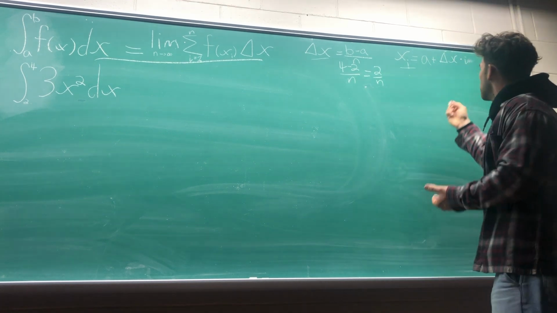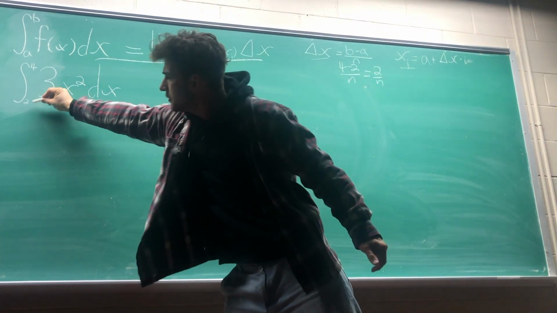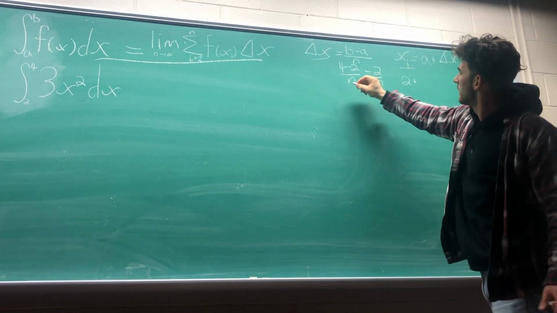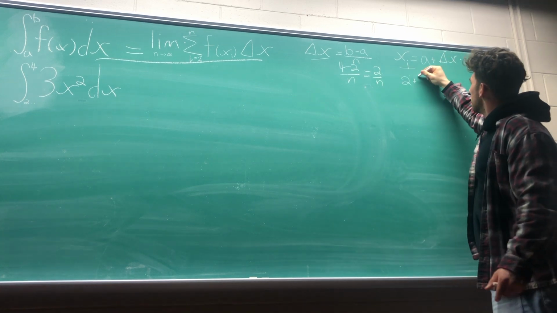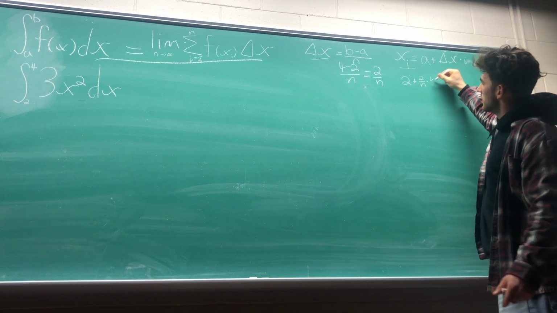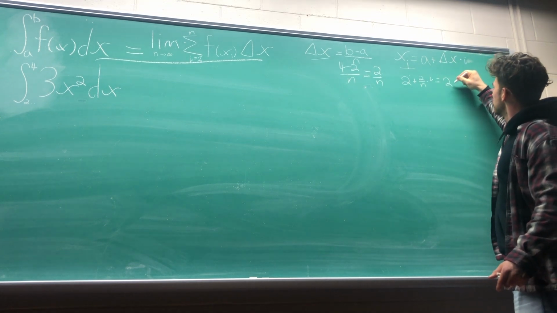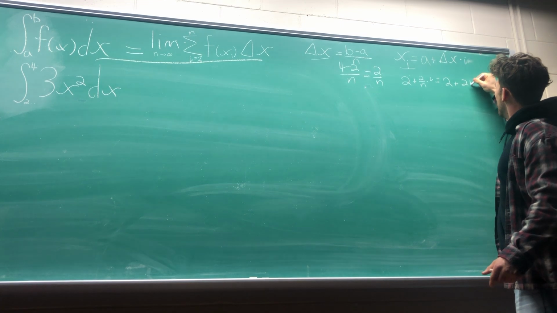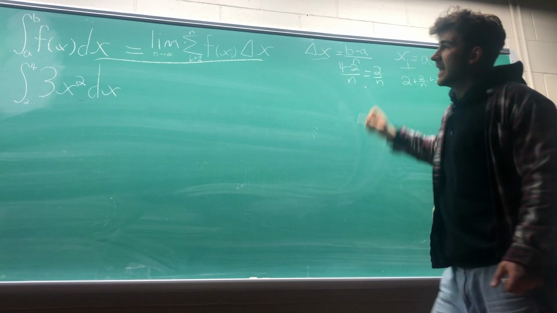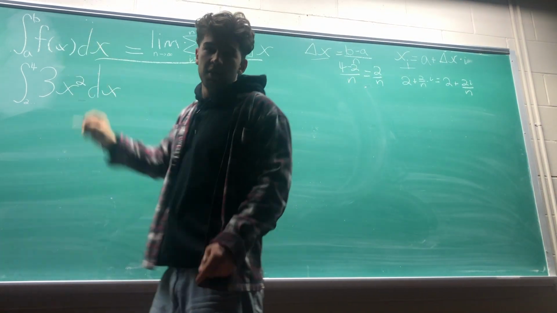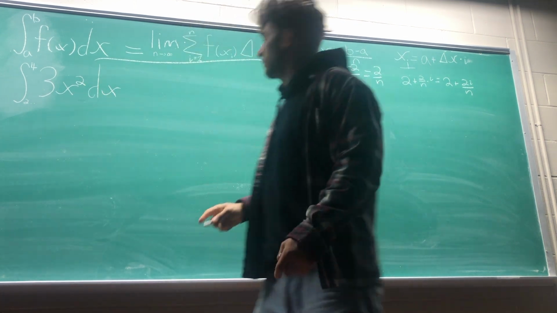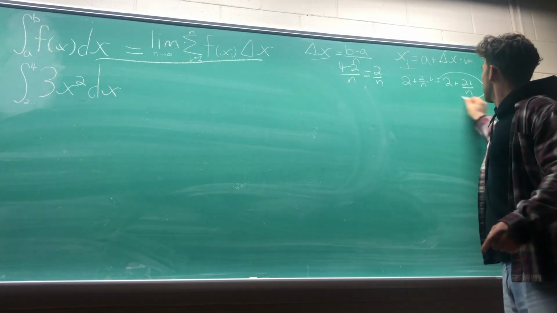So now we have xi, which is going to be a plus delta x times i, right? So here we just have a, and our a is 2. So 2 plus, and this is our delta x, 2 over n times i, which just equals 2 plus 2i over n. The next step is to put xi into f of x. And what that really means is just anywhere you see an x, we're going to replace it with this.